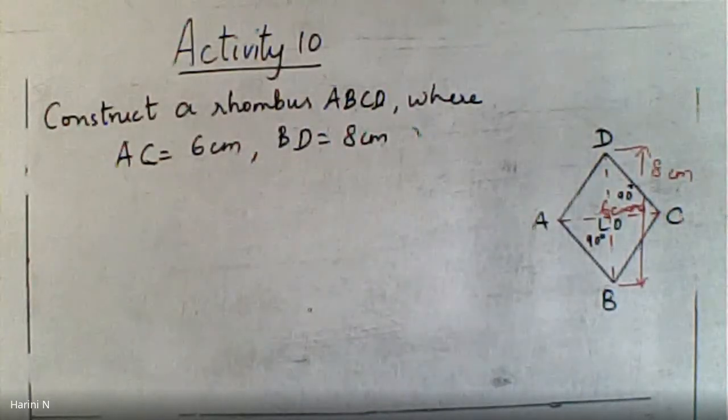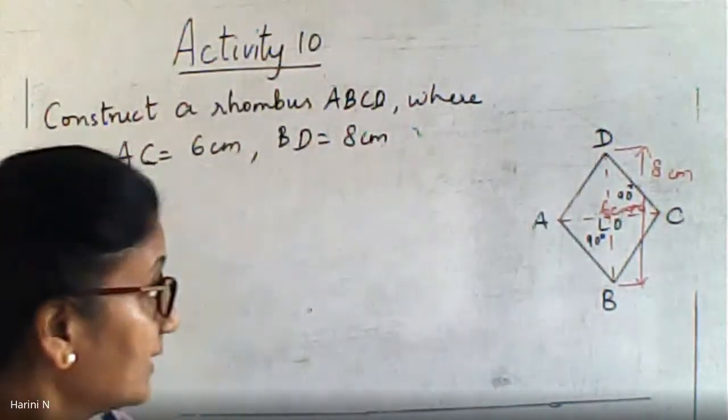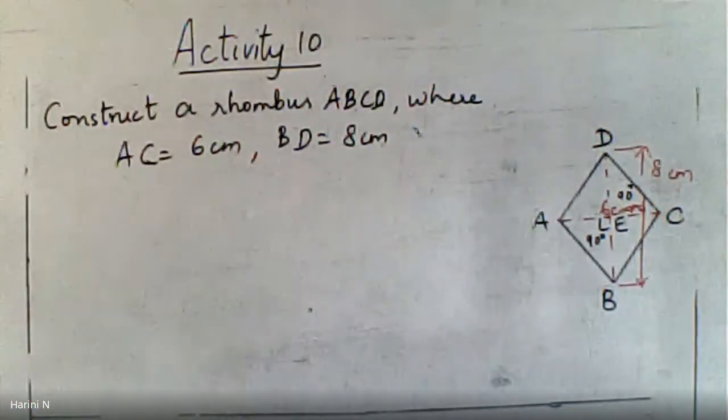Ma'am, BD is also 8 centimeter only, ma'am. I don't know why it is coming 5.5. Please check. Ma'am, AC and BD both are equal. You should also check the bisection of all the four segments. Ma'am, AC and BD cannot be equal, that is wrong. AC is 6 centimeter and BD is 8 centimeter. AC and BD should be the same as given, 6 and 8.